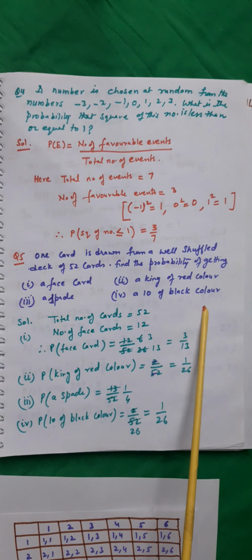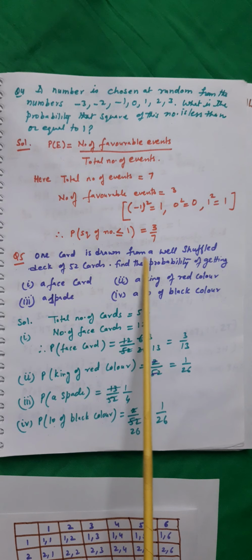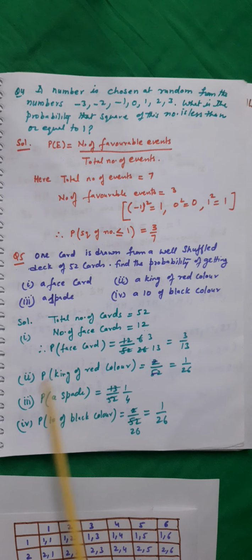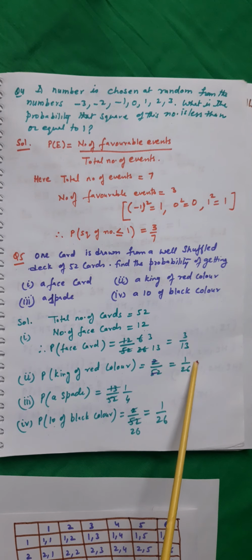Question 5 is based on the cards. One card is drawn from a well shuffled deck of 52 cards. Find the probability of getting a face card. Now how many face cards were there? There were 12. Therefore probability of getting the face card will be 12 upon 52. That is 6 upon 26, again cancelled. So we get 3 upon 13.